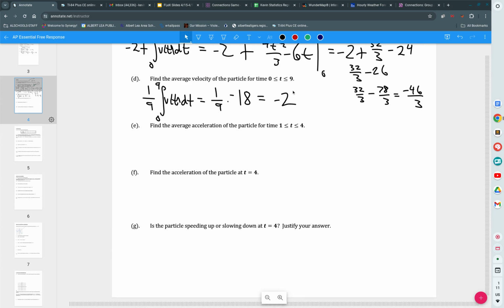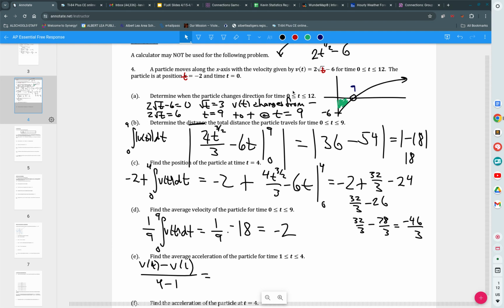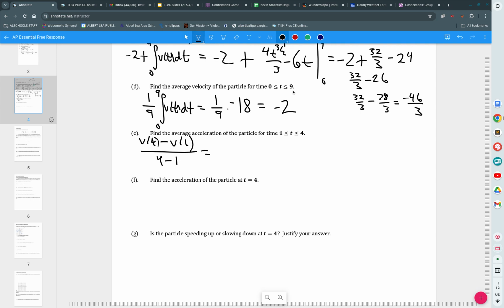How would I compute the average acceleration? We have 1 divided by 4 minus 1. Excellent. So I'm going to plug 4 into this function, and as we plug in 4, 2 times the root of 4, so I get 4 minus 6. Do I get negative 2 right away? So I have negative 2 minus, and then what if we plug in 1? Get negative 4? So it's a plus 4 divided by 3. So it looks like I get 2/3.